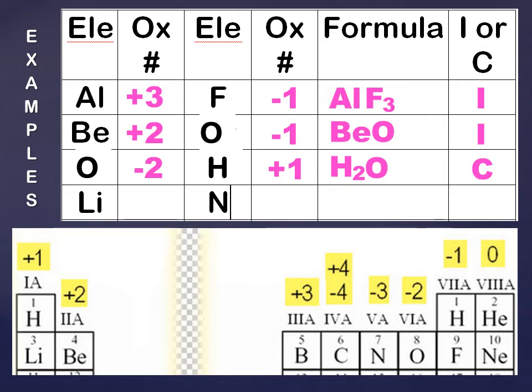And is this ionic or covalent? So do we have 2 metals or 2 nonmetals? Now, hydrogen is on the left side of my zigzaggy line, but remember that's the exception. Hydrogen is a nonmetal, so this one is covalent.